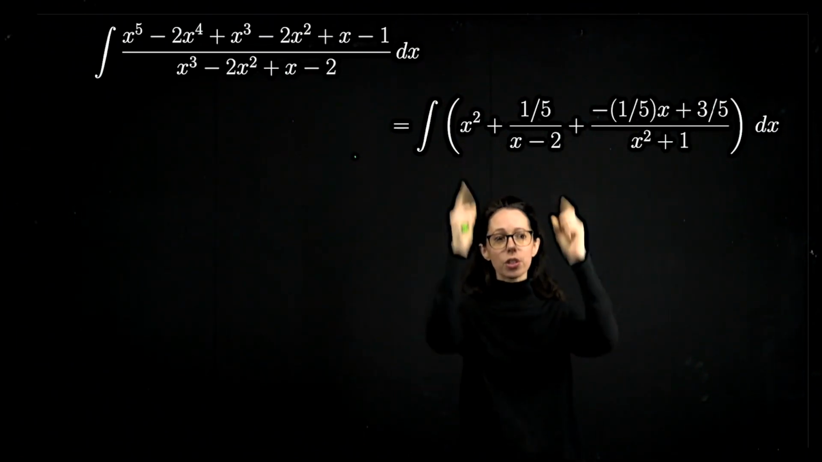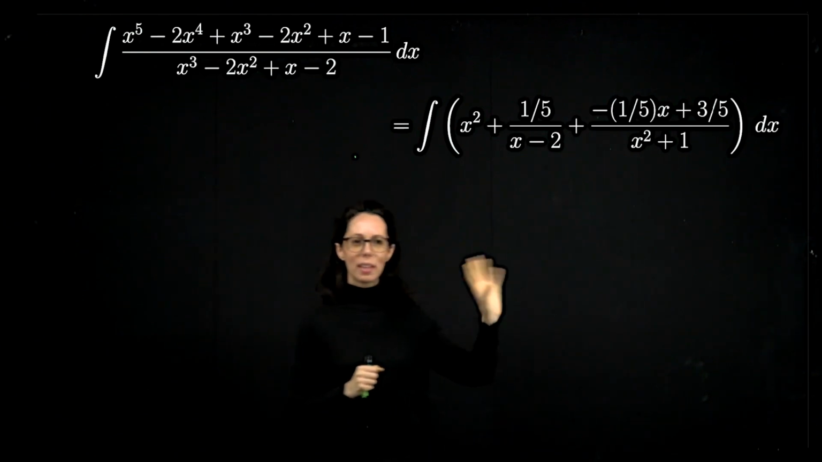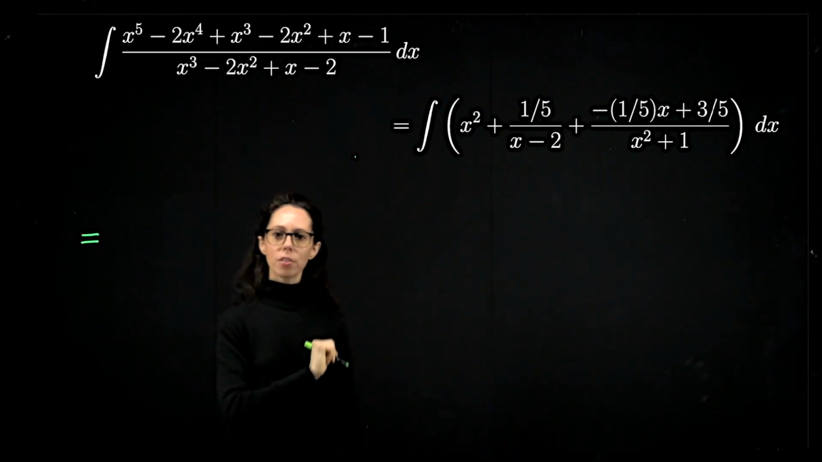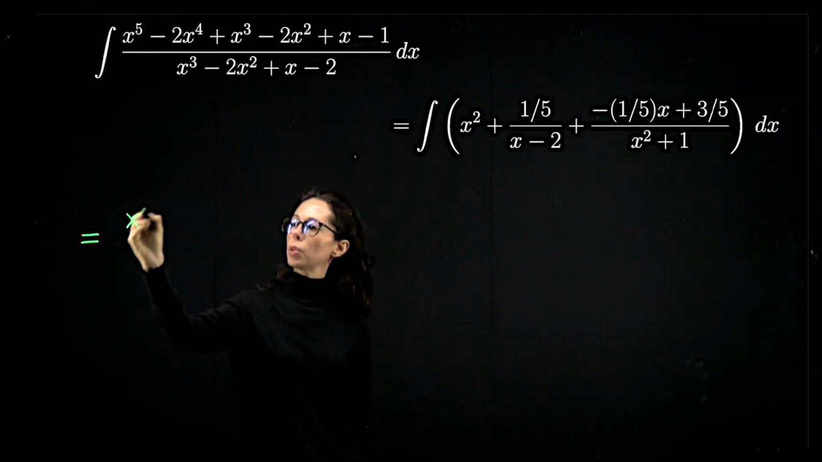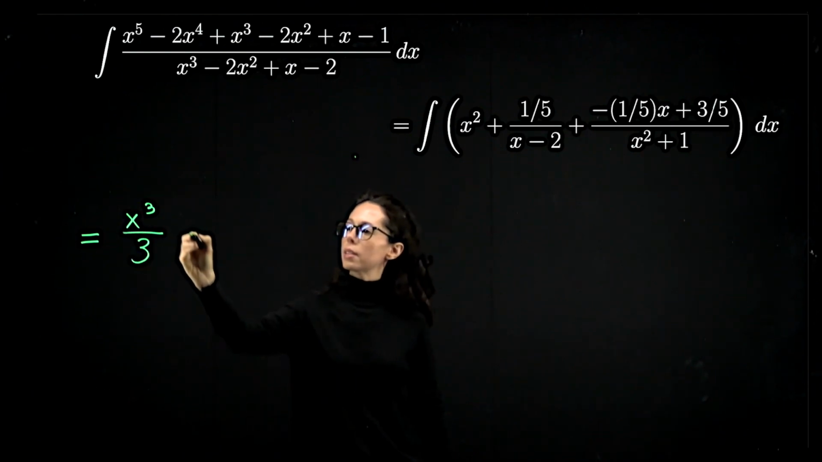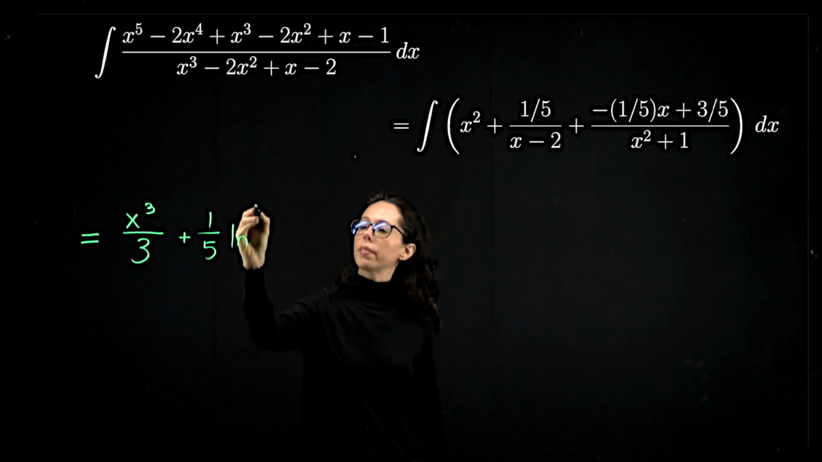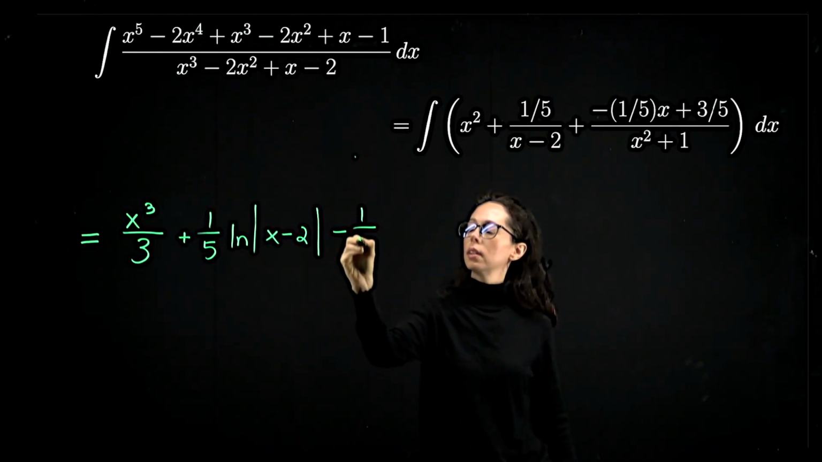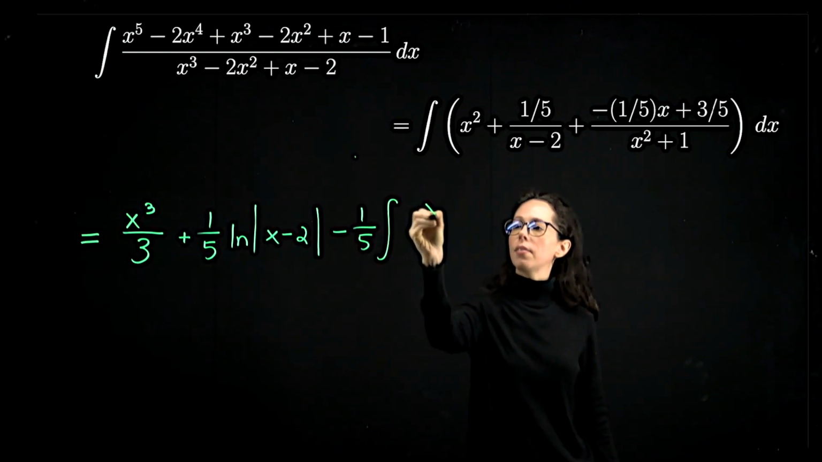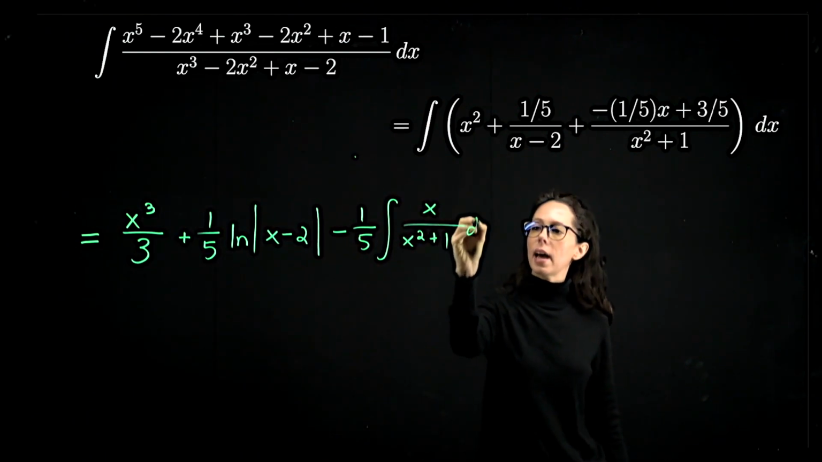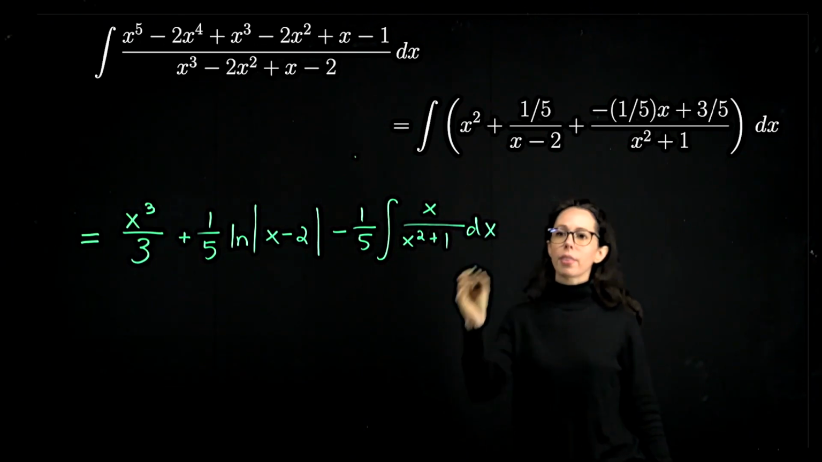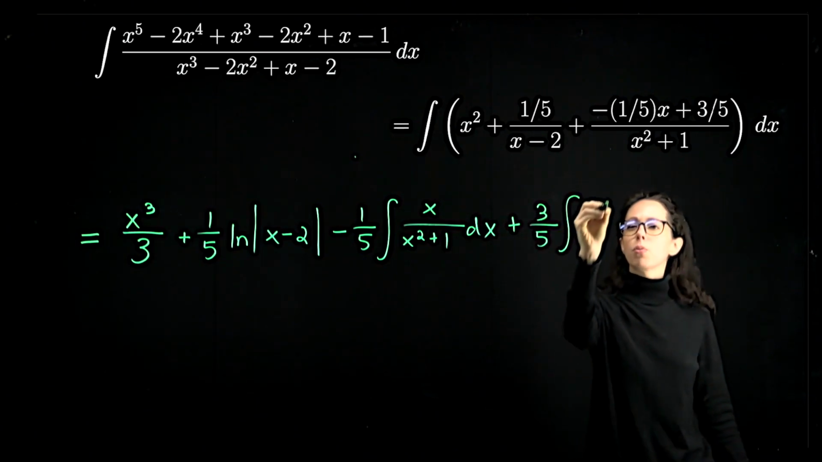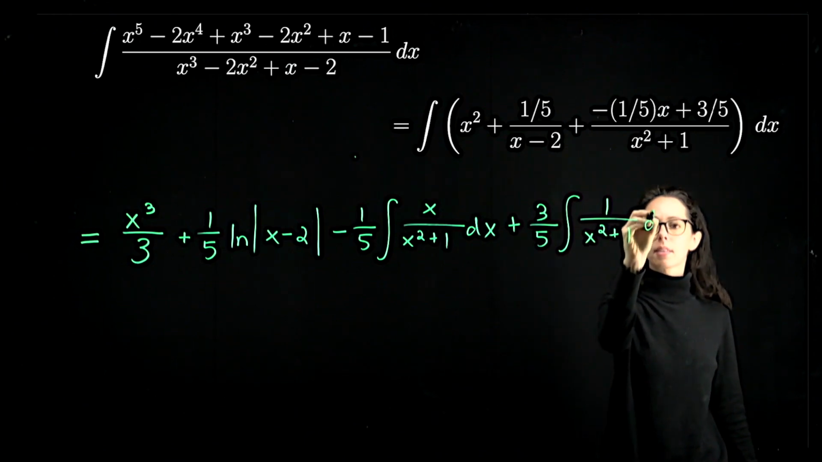Now let's integrate. The first two are ready. The third piece I will do in more steps. So we can go ahead and say that the antiderivative of the rational function that we started with is going to be x cubed over 3 plus 1/5 times natural log of the absolute value of x minus 2. Then I'll pull the negative 1/5 in front and write 1/5 times the indefinite integral of x over x squared plus 1 dx. And then similarly, I'll pull that 3/5 in front and write plus 3/5 times the indefinite integral of 1 over x squared plus 1 dx.